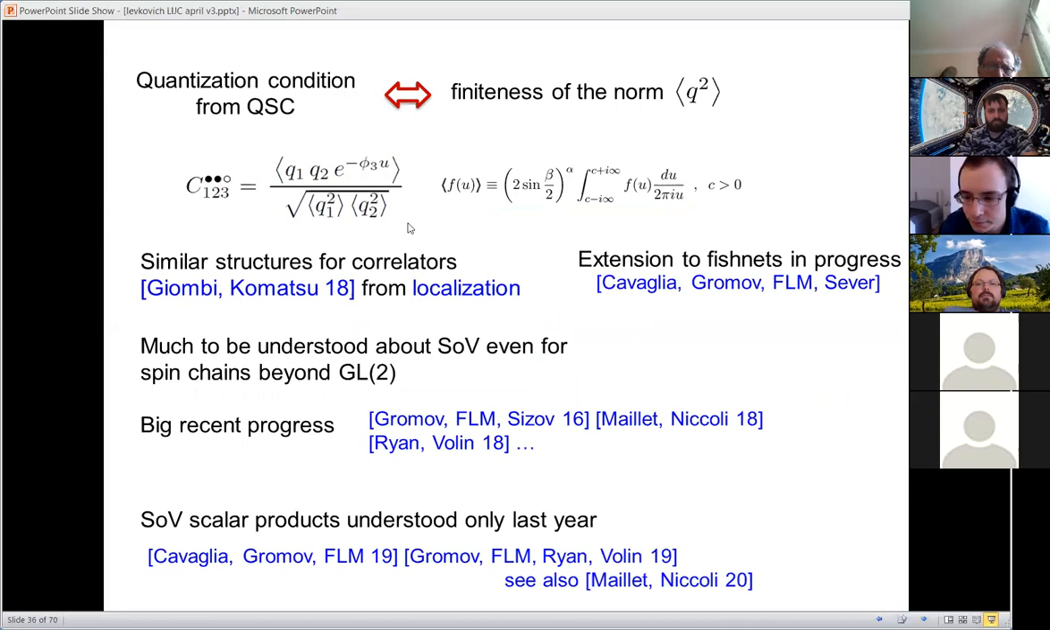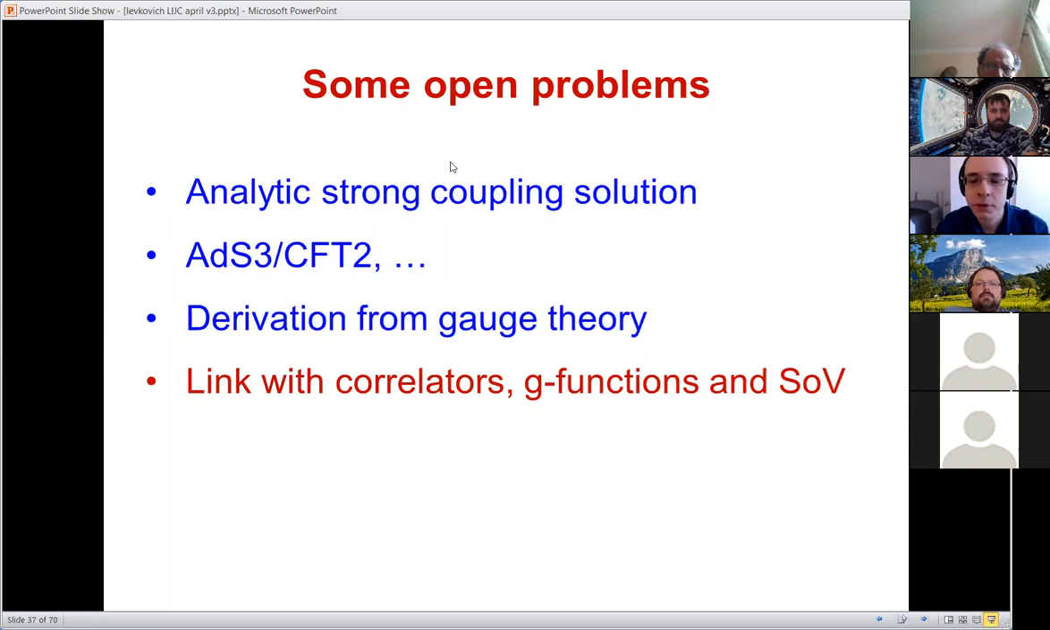So let me just conclude with some open problems. It's not a complete list, but just a few highlights. As was said already, it's an open problem to develop an analytic systematic solution at strong coupling, although we can extrapolate from some results in one limit to strong coupling and get some analytic answers, and we can of course do it numerically. It would be nice to have it in a systematic way. Another question is generalizing this to other theories, formulating the quantum spectral curve especially for AdS3, CFT2, and other lower dimensional examples. Then a conceptual question is how to derive the quantum spectral curve from gauge theory.